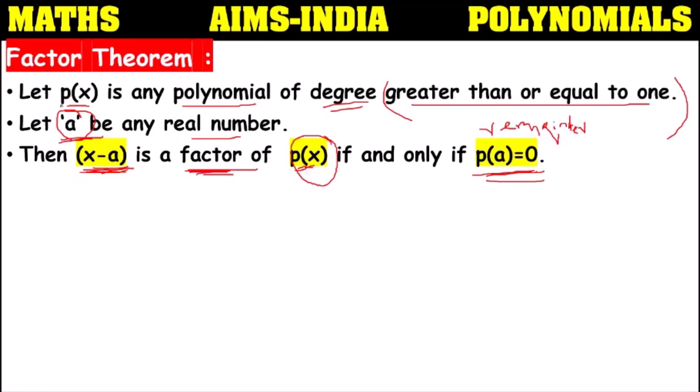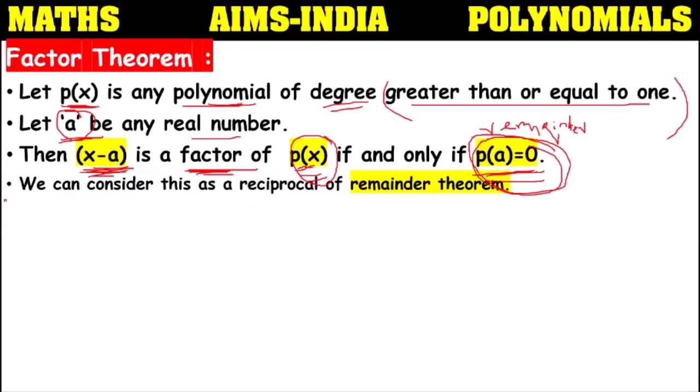So here the condition is, p of x is a polynomial whose degree is greater than or equal to 1, which may be a linear polynomial, binomial, cubic polynomial, like that, and a is any real number. If p of a equal to 0, if and only if, in that case only x minus a is a factor of p of x. So we can consider this factor theorem as the reciprocal of the remainder theorem. In the remainder theorem, what we have told is the remainder will be 0. But here in this case, if the remainder is 0, then x minus a is a factor, that we are defining.